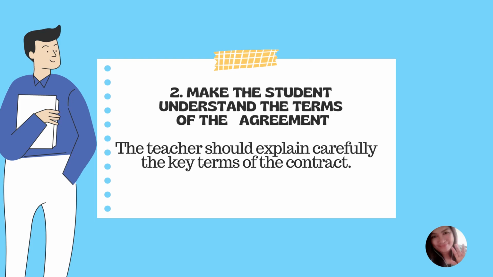Number two, make sure the student understands the terms of the agreement. It is usual to ask the student if they understand the rules of the game. The teacher should explain carefully the key terms of the agreement. If the contract is a written one, it is sometimes good practice to underline or mark in some other way the keywords and phrases of the agreement.